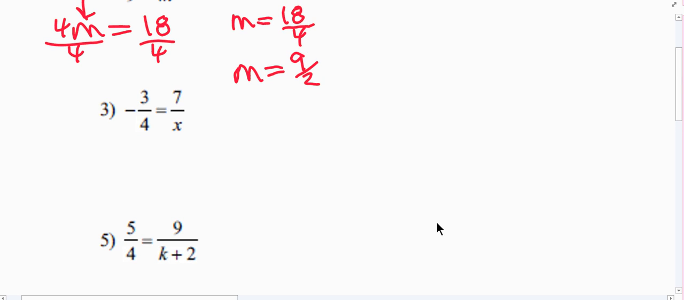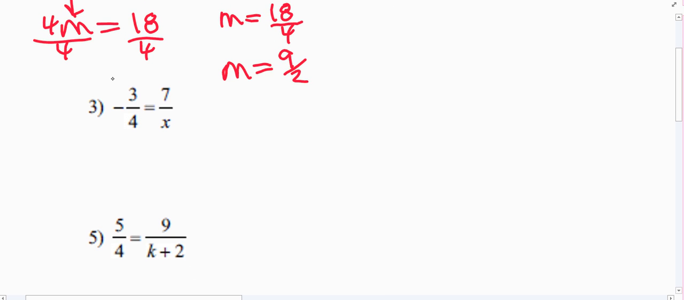Same type of problem, but you notice that there's a negative sign out in front. So a little word about this. There's only one negative sign. You can either move it up to the numerator, which would be the 3, or you can slide it down to the 4 on the denominator. Either way, you're going to get the same answer.